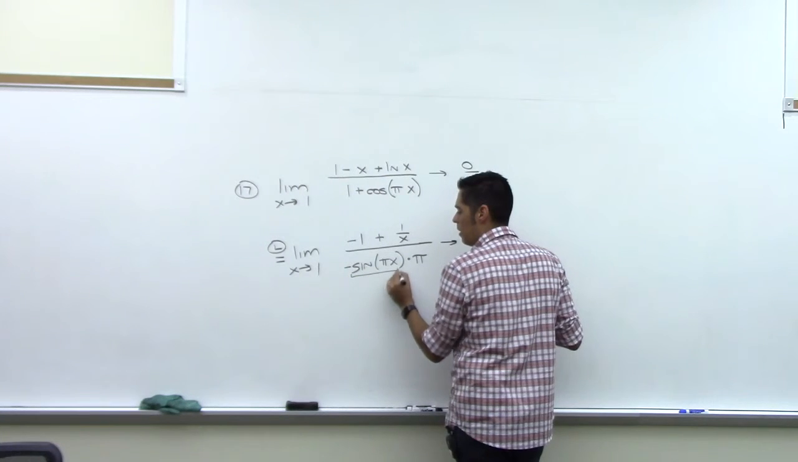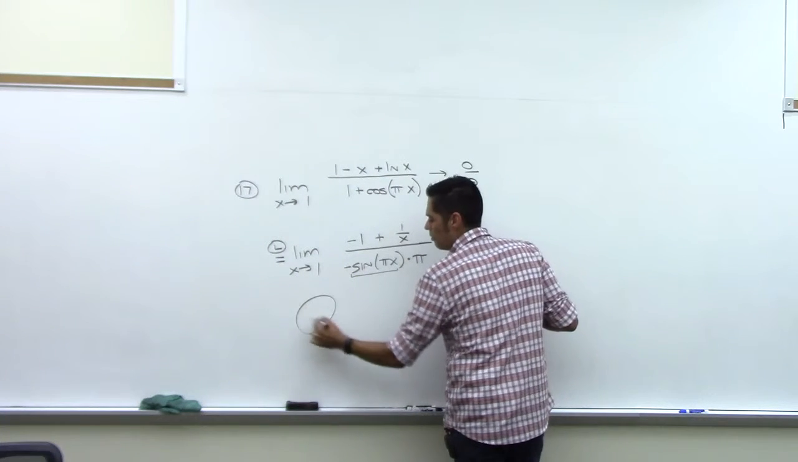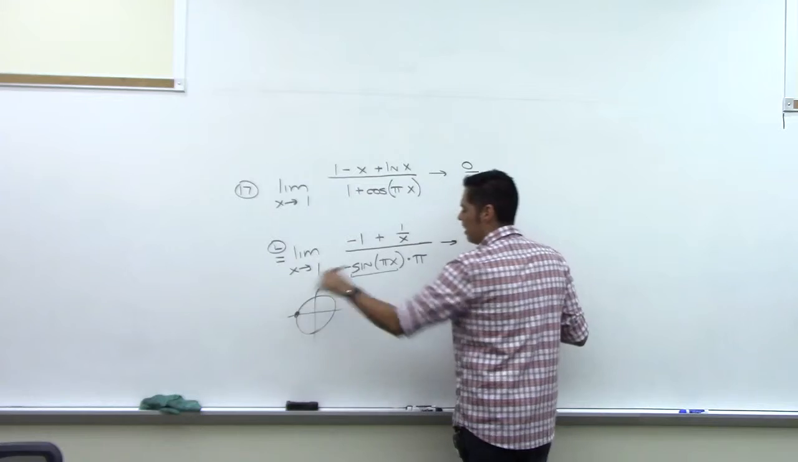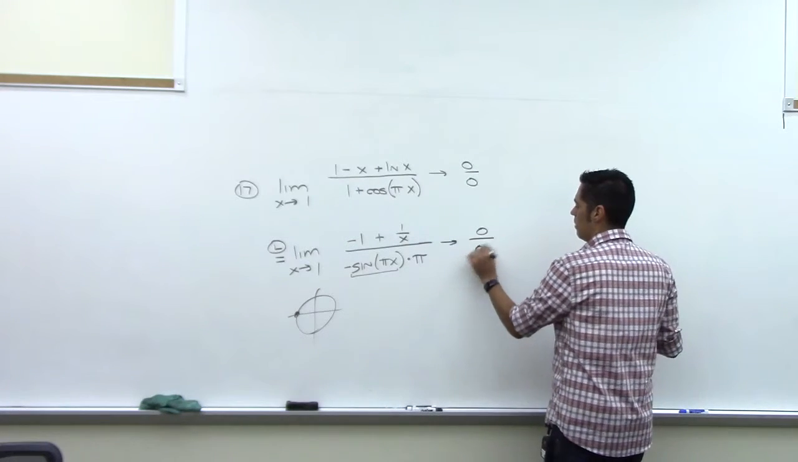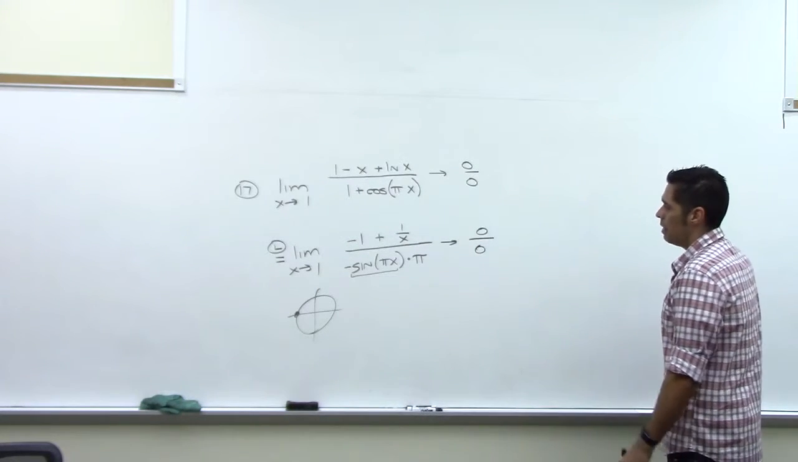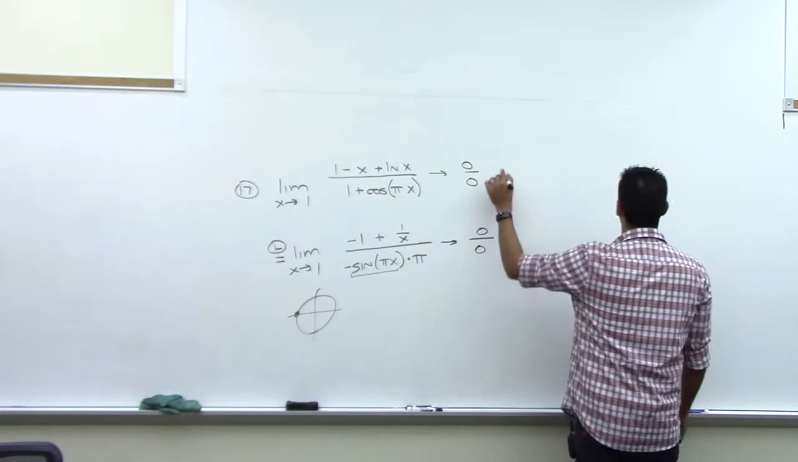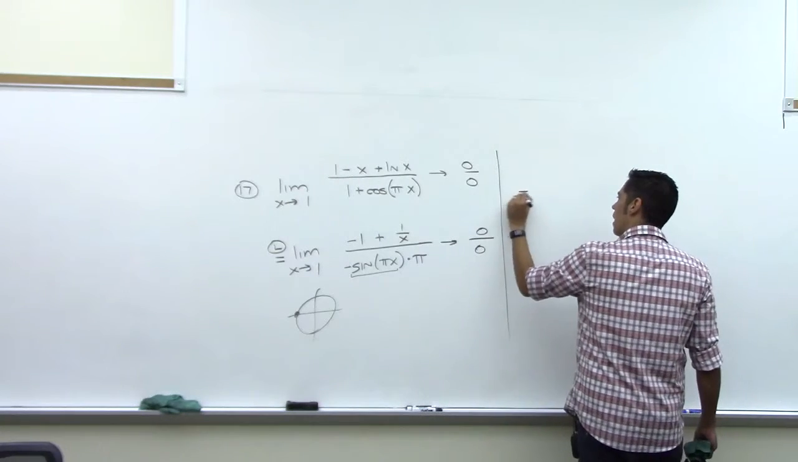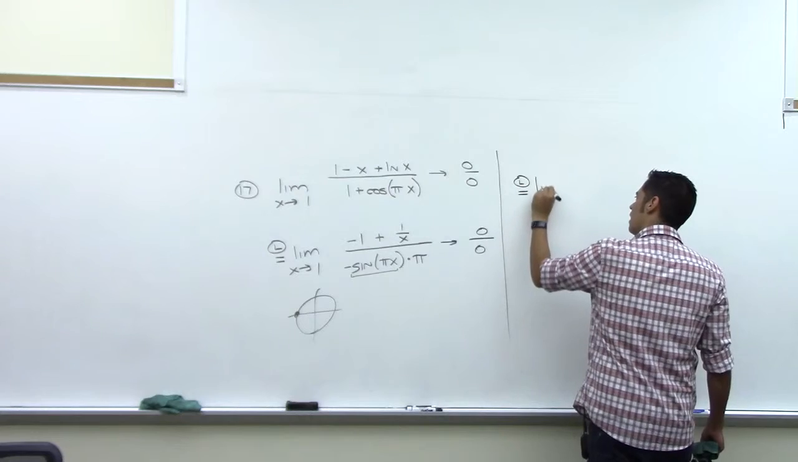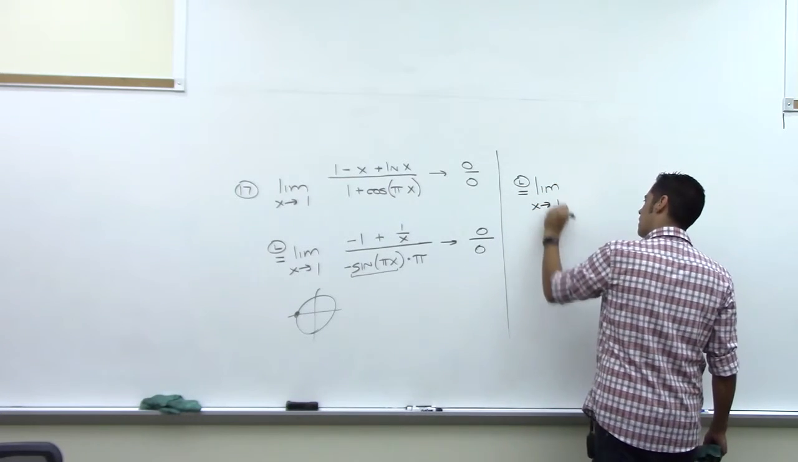I'm trying to figure out what sine of pi is. We just did that on that unit circle. It was over here. That was a 0, so it's going to 0 at the bottom. Okay, well, got to do L'Hopital again. I'm not feeling good about this. Looks like it's going to get a little bit messy here, but we'll see.